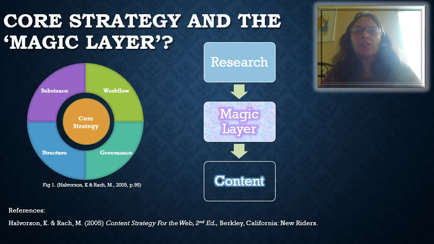So those are the things to look at when creating content, taking into account your core strategy and workflow, and using the magic layer to sprinkle your magic on it and make it all engaging and great to look at.